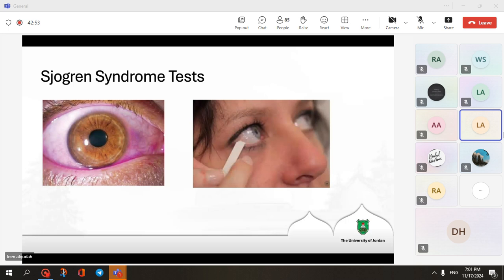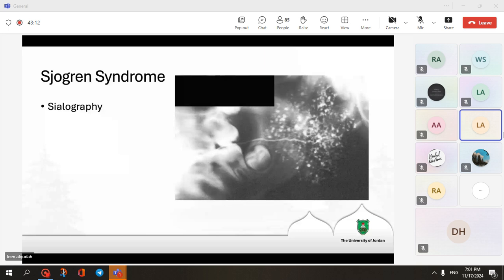There's another stain in the market, the same concept, but another name. It's called lissamine green stain. Of course, there's the clinical test for the saliva, which is sialometry. If they score less than 0.1 milliliter per minute, it means the patient has a dry mouth. You can do sialography. Again, it's basically like the sialography we discussed earlier, but the appearance is different here.